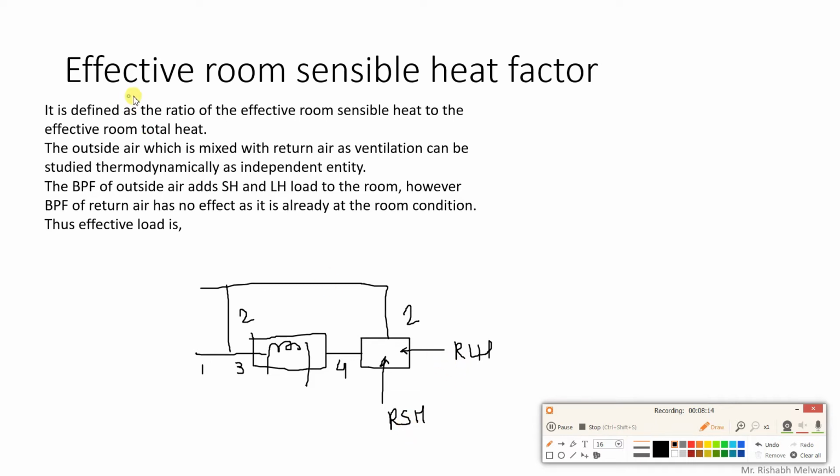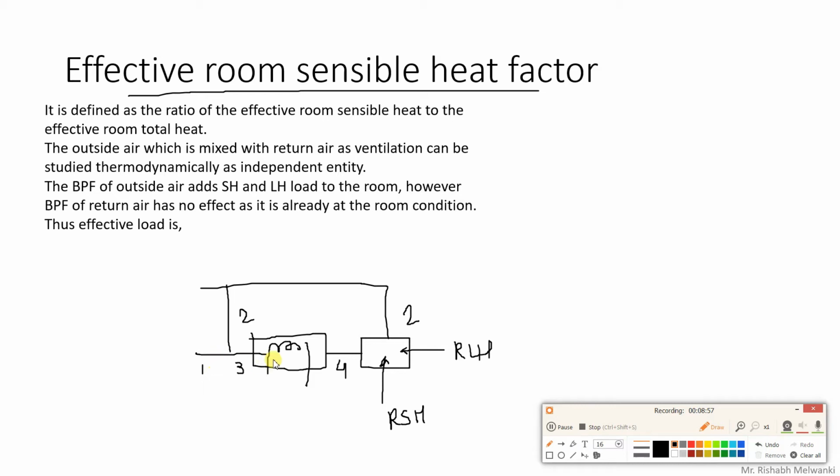But when I say effective room sensible heat factor, that will be effective room sensible heat upon effective room total heat. Now what is this? Here, as I have already discussed, this recirculated air will bypass. It will not be cooled because already it is at room design condition. So this point number 2 will not form any load on the cooling coil because it is already at room design condition. Now outside air will have sensible heat and latent heat.